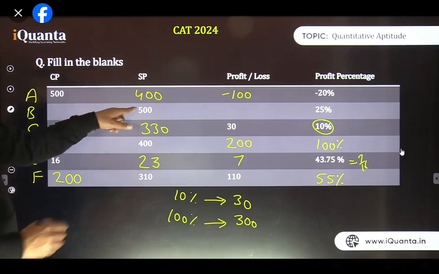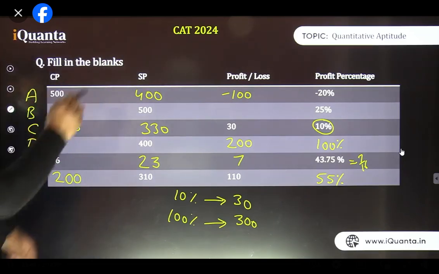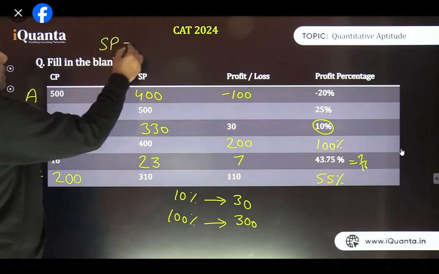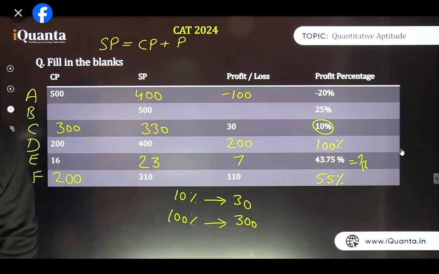See, in the B part, SP, we had talked about this earlier. Those who are having a doubt in this B part, please see here carefully again. So we know that SP is equal to CP plus profit. Is it fine? There's one thing which I have not mentioned, but it's obvious that speed of G1 is more than speed of train. Okay.